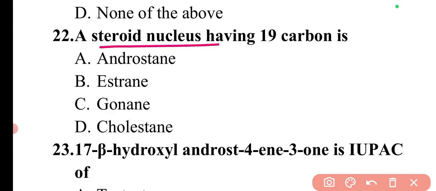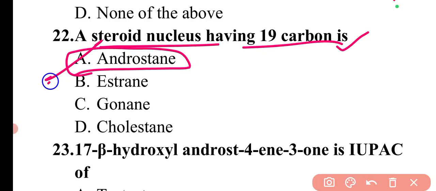Next question is: a steroid nucleus having 19 carbon atoms is. So basically, there are different numbers of carbon atoms in the steroid nucleus. Based on the number of carbon atoms, there is a classification of these compounds. The 19 carbon nucleus is androstane. So here option A will be the correct answer.